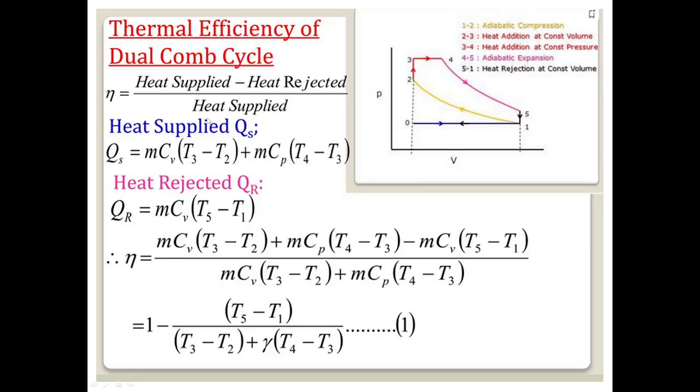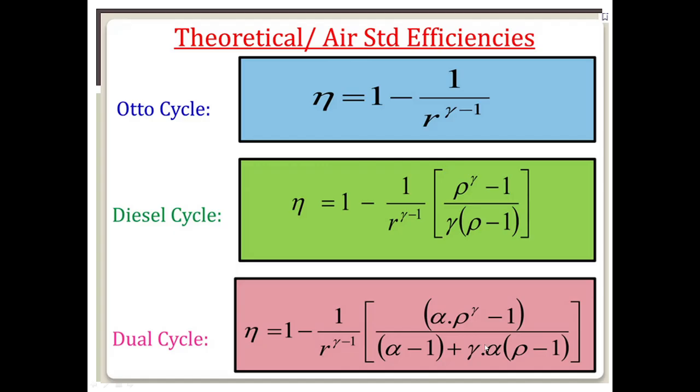So when calculating efficiency, if you add all the values in the equation, finally we will get efficiency of a dual cycle equal to 1 minus (T5 upon T1) upon ((T3 minus T2) plus gamma into (T4 by T1)). We'll see what this gamma term is. So in case of Otto cycle, the efficiency is 1 minus 1 upon r raised to gamma minus 1, where r is the compression ratio. In case of diesel cycle, we may observe the equation.